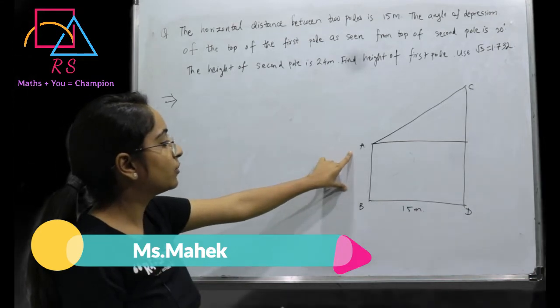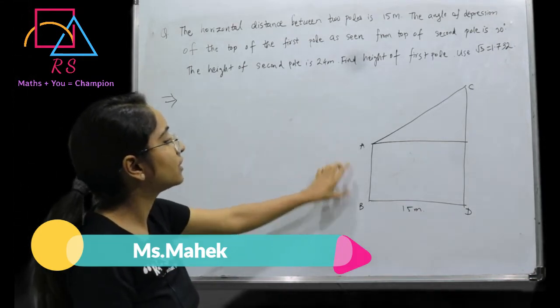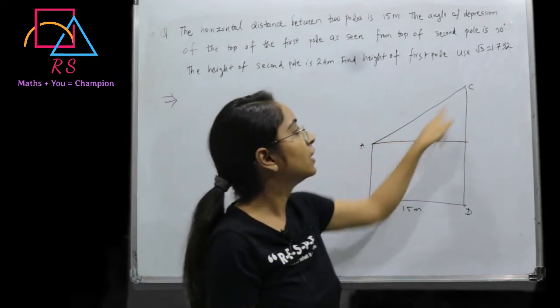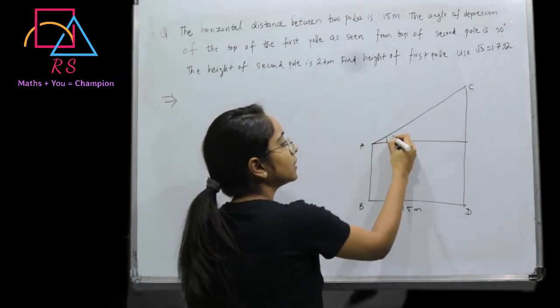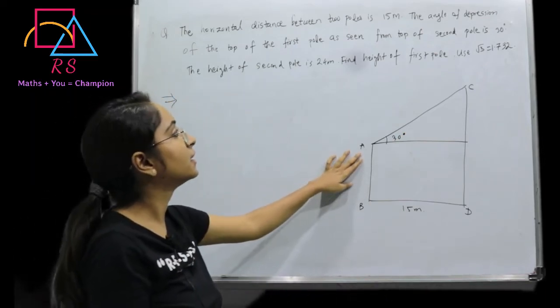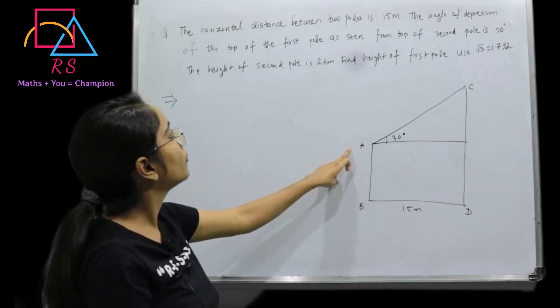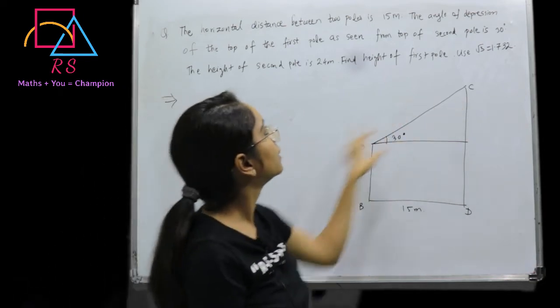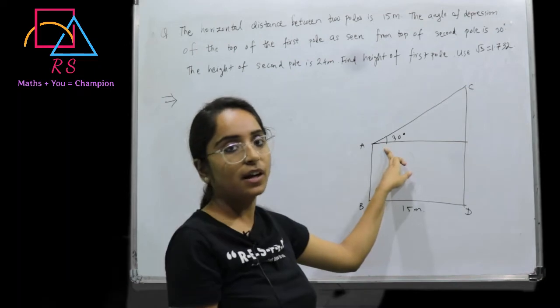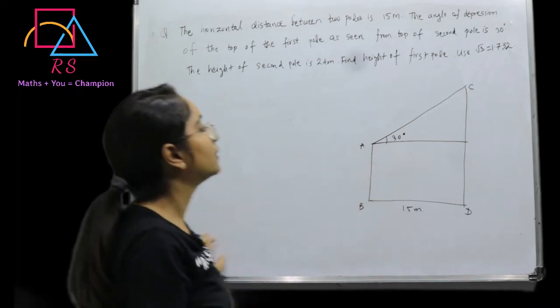This is the top of the first pole, which is AB, with the top being A, seen from the top of the second pole at 30 degrees. So the angle of depression here is 30 degrees, seen from the top of the second pole. This is the angle of depression that we will consider.